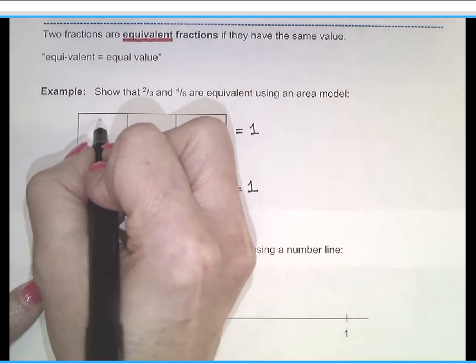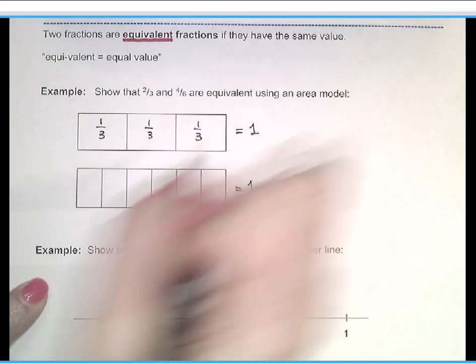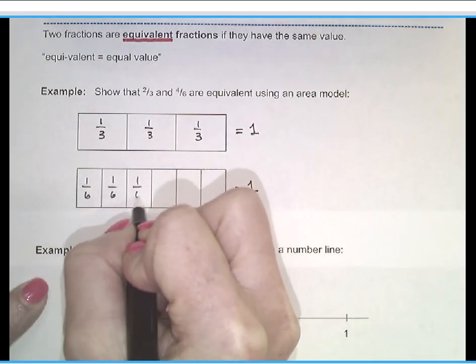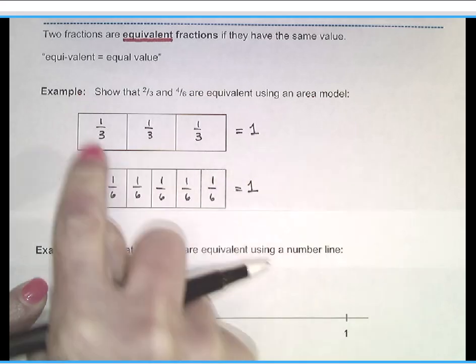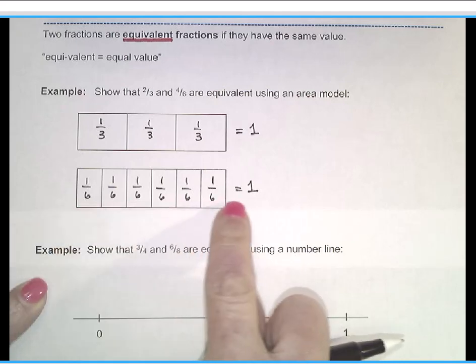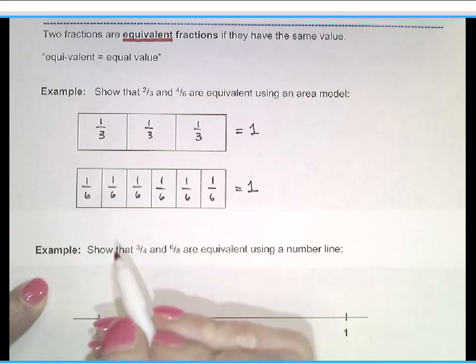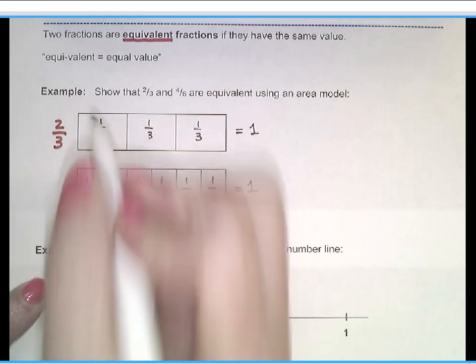So that means that each one of these is worth a third. On the second picture, each one of those little parts is equal to 1/6. And so you can see that you have 3/3, which equals 1, and 6/6, which equals 1. What they want us to do is show that 2/3 and 4/6 are equivalent. So let's draw what 2/3 would look like.